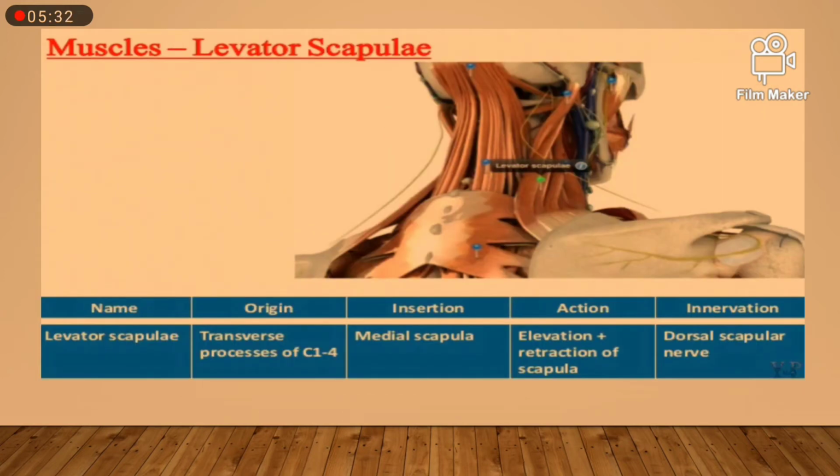Levator scapulae muscle, origin transverse processes of C1 to C4, insertion medial scapula, action elevation and retraction of the scapula, nerve supply dorsal scapular nerve.